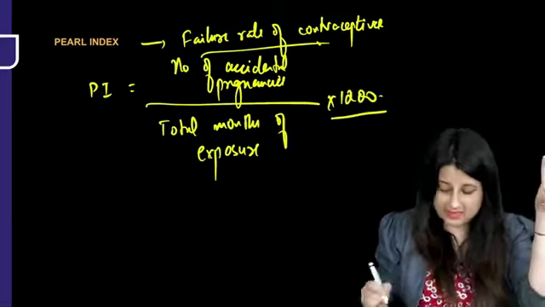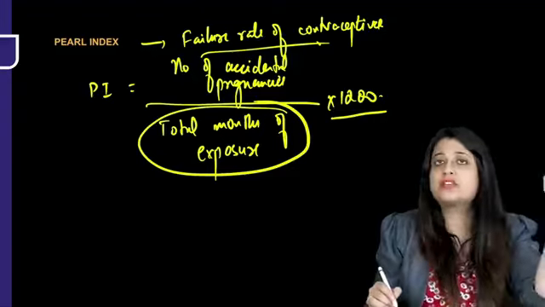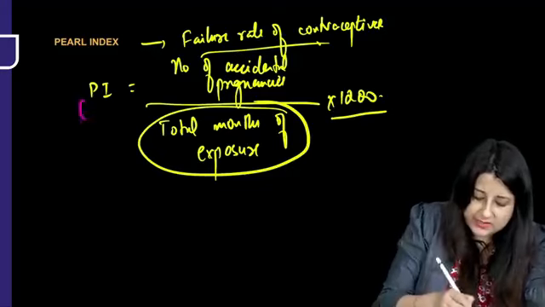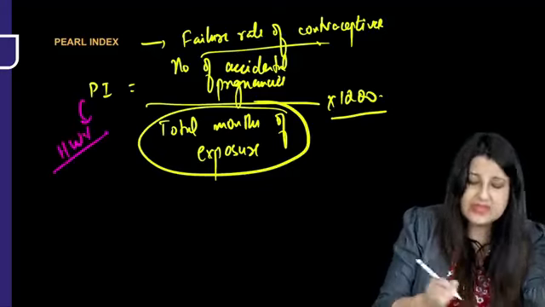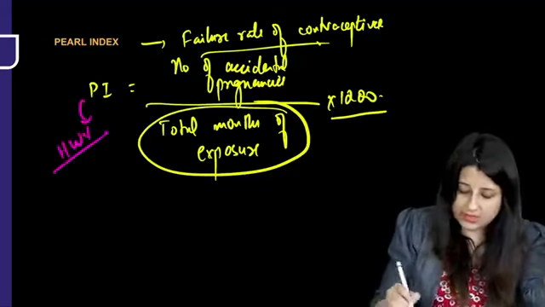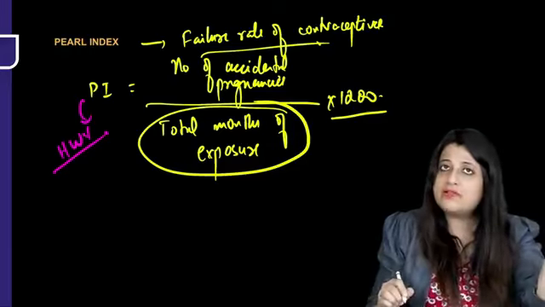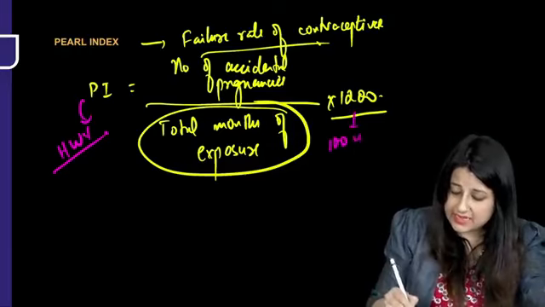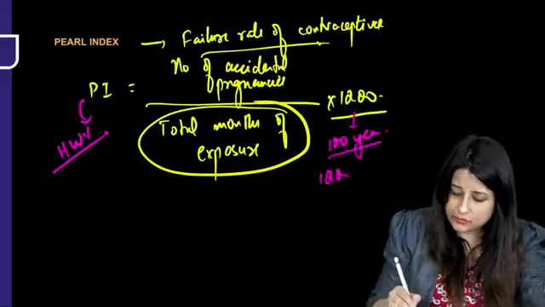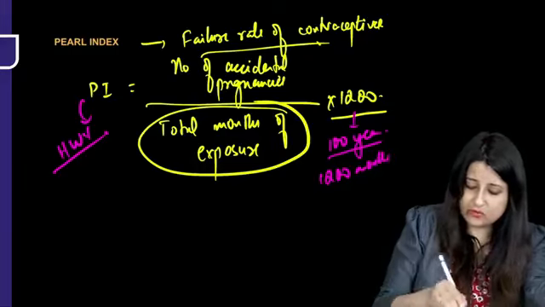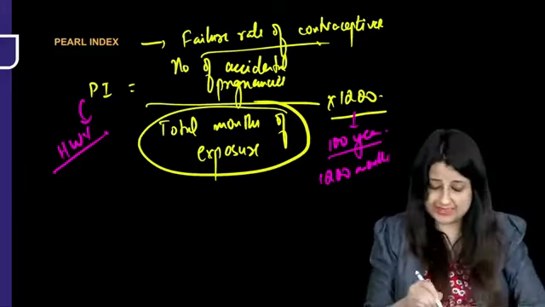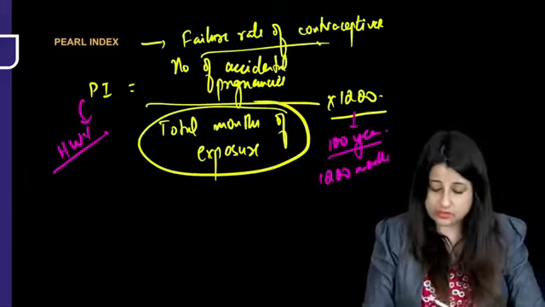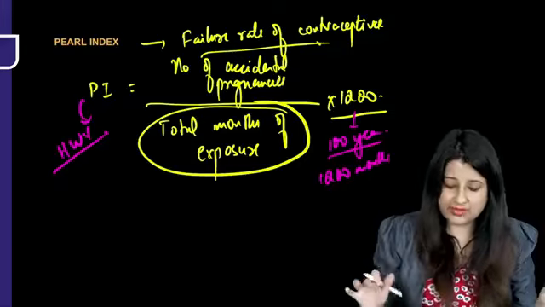Now remember one thing, it is total months of exposure. And what is 1200? Because Pearl Index is always expressed in terms of HWY, which is per 100 woman years. And we know in 1 year we have 12 months. So in 100 years, how many months are going to be? In 100 years, there is going to be 1200 months. So this is the formula for Pearl Index which comes in your exams: number of accidental pregnancies divided by the total months of exposure into 1200.